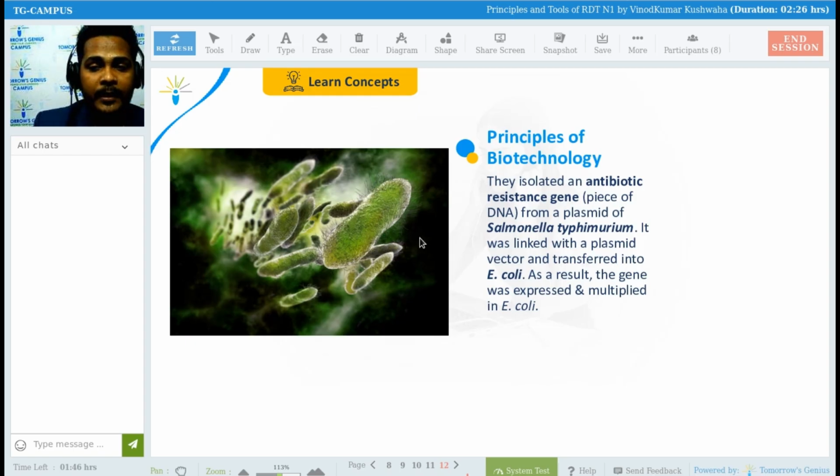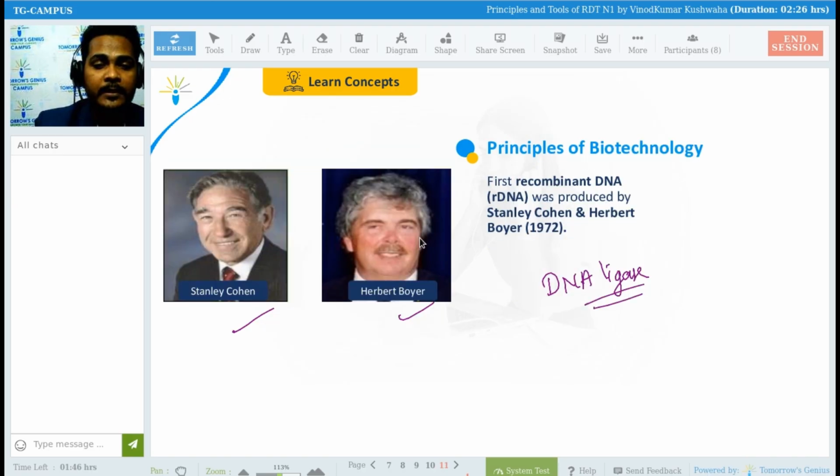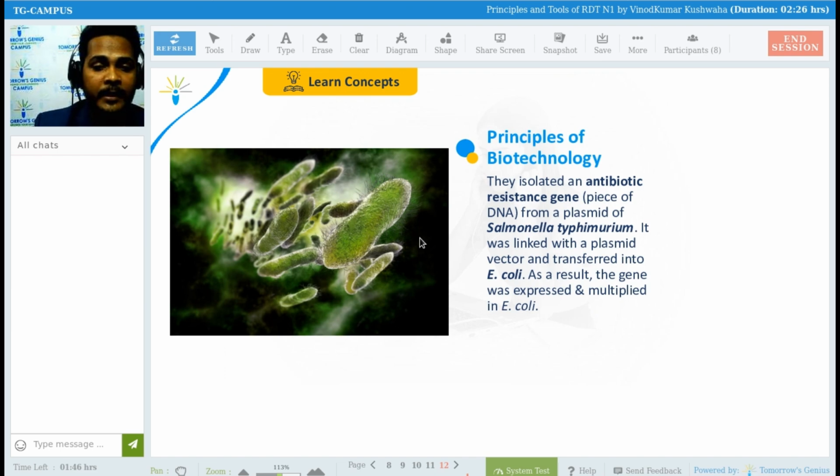Now here you can see that these two men, Cohen and Boyer, isolated an antibiotic resistance gene, a piece of DNA from the plasmids of Salmonella typhimurium, a kind of bacteria, and it was linked with the plasmid vector and transferred into E. coli. And what is the result? The gene was expressed and multiplied in the E. coli. Clear?